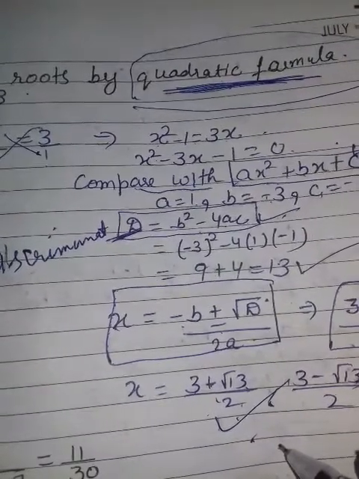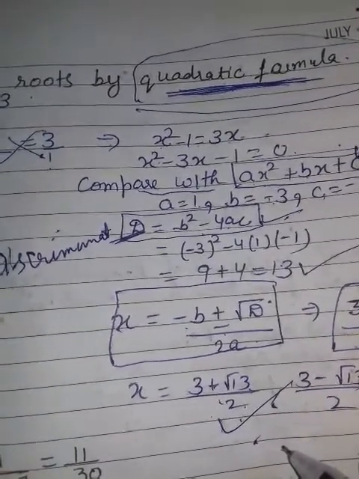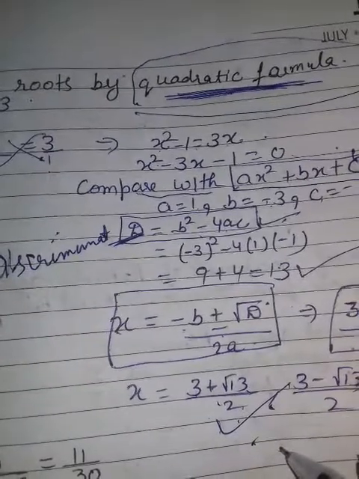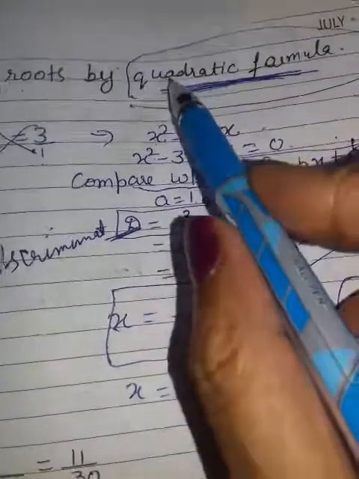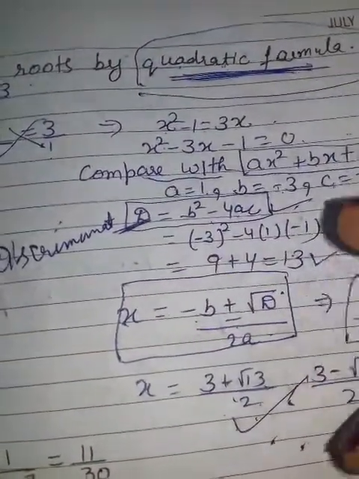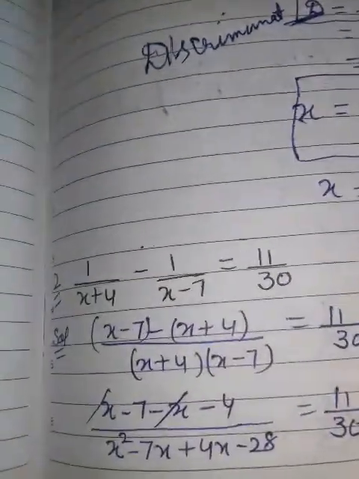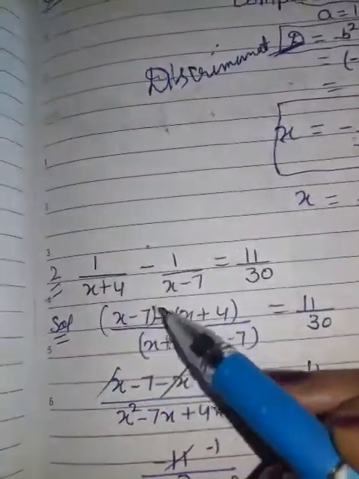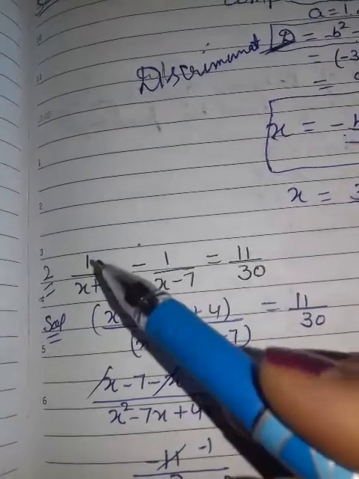Now you have three methods. First one, factorization method by splitting middle term. Second is by completing square method. Third one is quadratic formula. You can use.